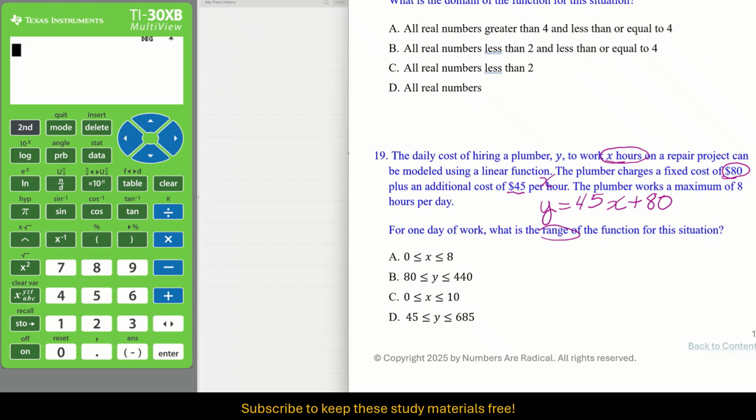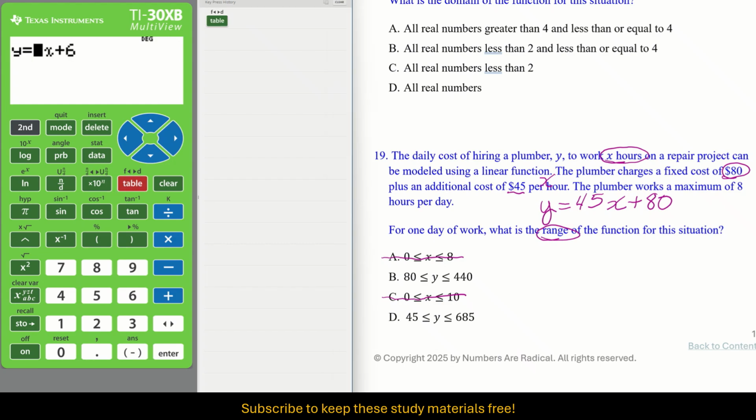They're asking for the range. And as I've stated before, range only involves Y values, X values imply domain. So that eliminates A and C. Now we have B and D. Let's put our formula in and take a look at it. It's pretty obvious which option we needed to select, but let's go ahead and work through this.